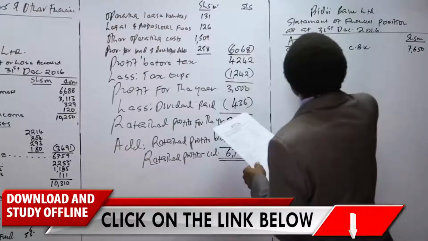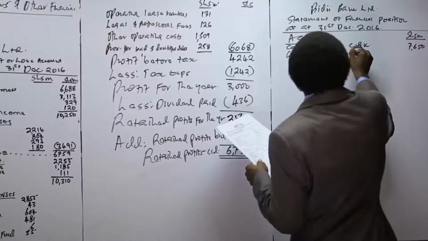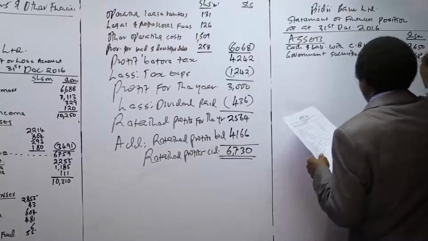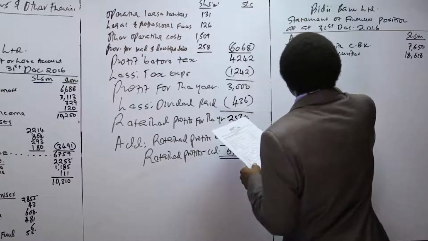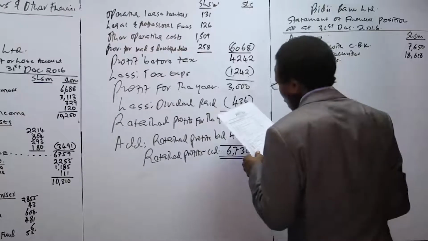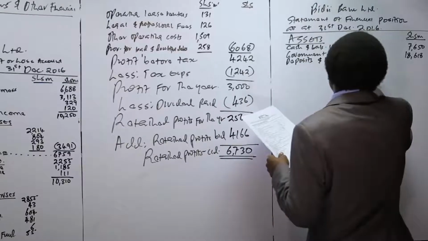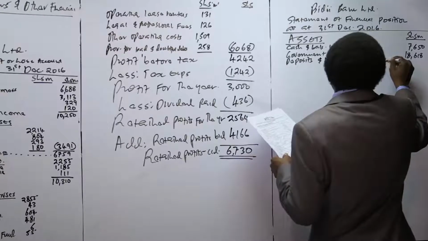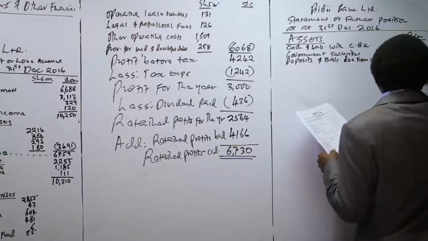Then we also have government securities, we have a figure there of 18,618. Then we also have deposits and balances due from other banks. We have these as 493.